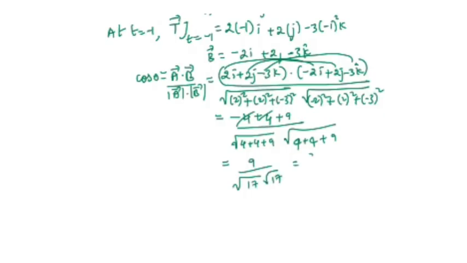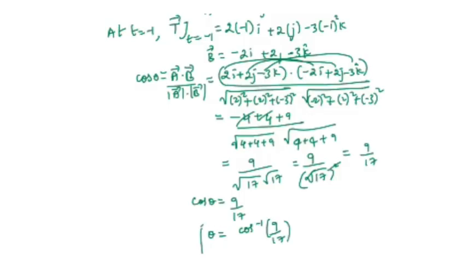So that can be written as 9 divided by square root of 17 into square root of 17. Square and root will get cancelled, so it will be 9 by 17. So here cos theta is equal to 9 by 17. Then the angle theta will be cos inverse of 9 by 17. That will be the answer.